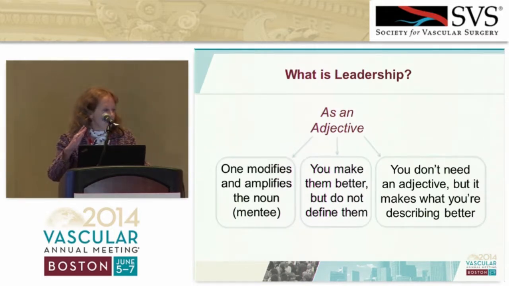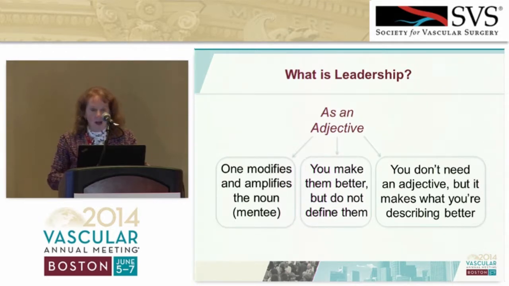And you don't need an adjective, but it makes what you're describing better. So the thing is, you don't have to do this. You could just be mundane in your practice. You could be mundane in your group. But if you want to be the best group in town, and if you want to be the best academic unit, if you want to have the best vascular surgery training program or the best lab, becoming an adjective, I think, will be the way you would make that happen.